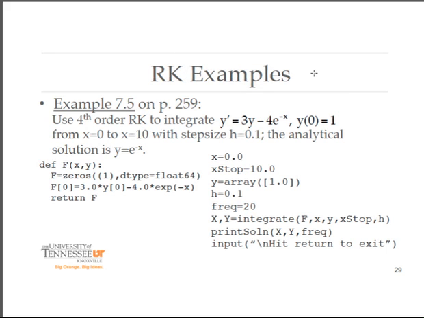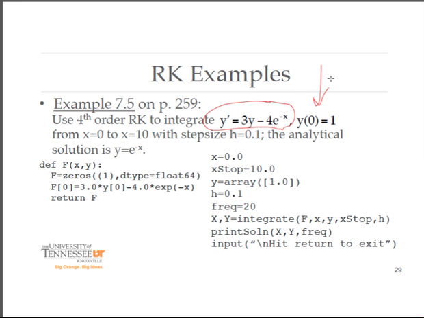Another example, which is kind of an interesting example that illustrates some behaviors that you can notice sometimes when you're solving ODEs. This is example 7.5 on page 259, and we're going to use a fourth order Runge-Kutta method to integrate a very simple ODE. It's first order, so there's no need to create a system of first order ODEs. It's just y prime is 3y minus 4e to the minus x, with this particular initial condition to select that particular solution.